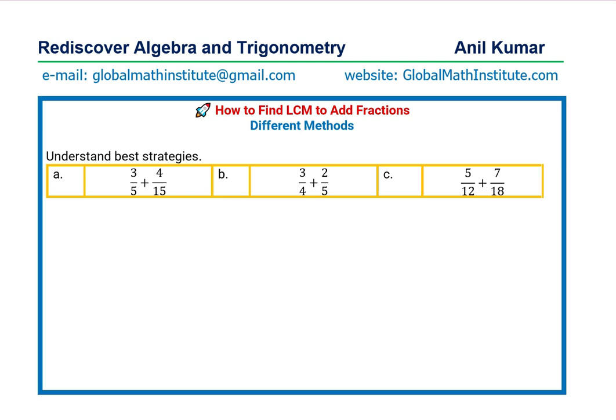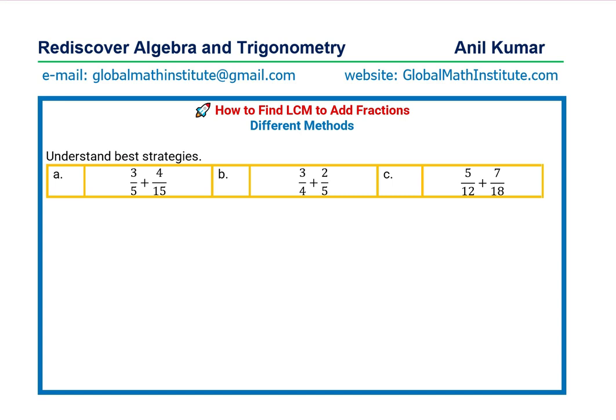How do we add fractions? The skill needed is to find the lowest common denominator or lowest common multiple. Normally, we say LCM. In the book, we have discussed four different ways of finding LCM. Rediscover Algebra and Trigonometry. This is the foundation skill required to move forward and master algebra and trigonometry.